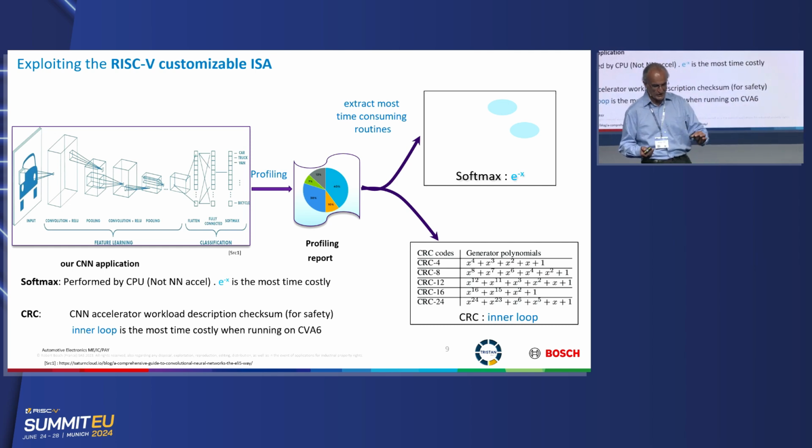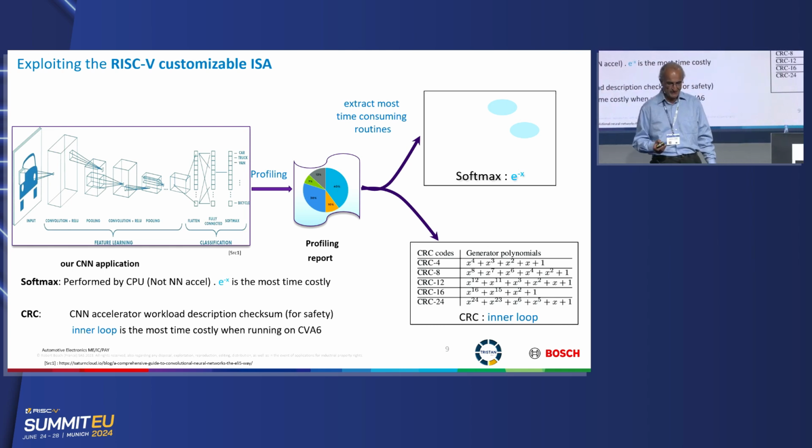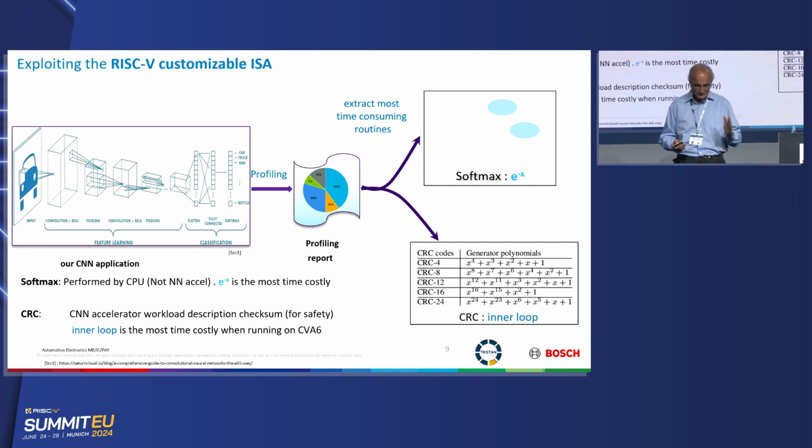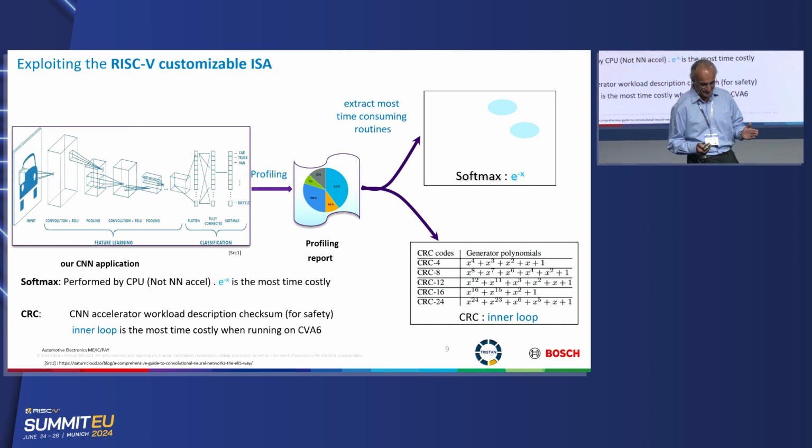And the second operation that was time-consuming was CRC. So you may ask, why do we need a CRC? It's because, if you remember our solution made of a control processor and a neural network accelerator, both communicate through workload descriptors. And these workload descriptors must be safe. So basically, they are protected by CRC just for functional safety.